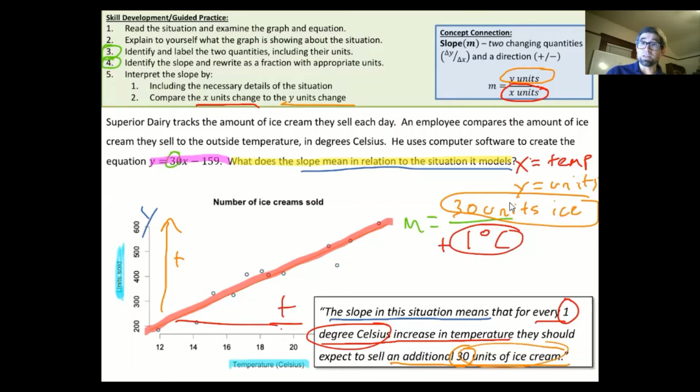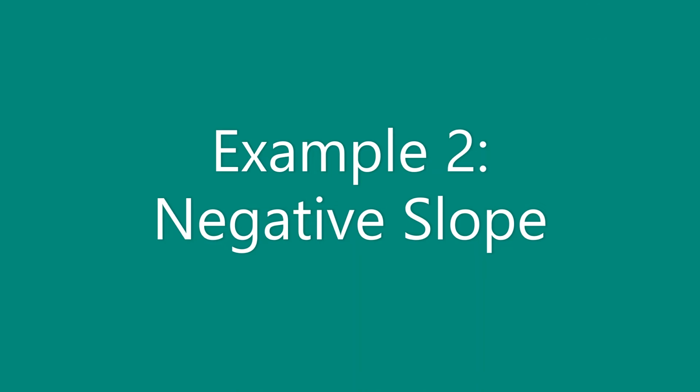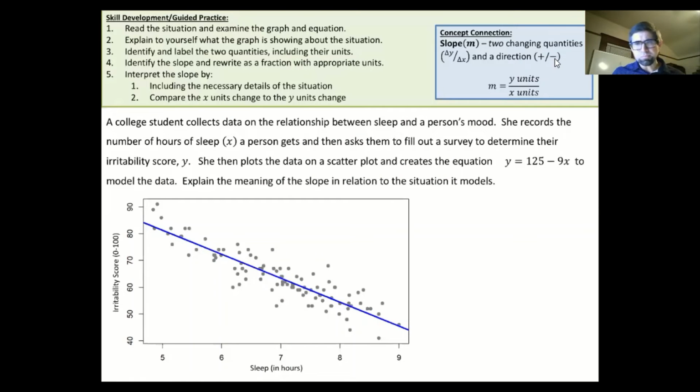Okay, we're going to do one more of these, and this time it's going to have a negative slope. Well, for this problem, we're going to go through the same process. I'm going to skip a few steps so I can slow down on some of the differences between this problem and the last one. So let's begin again by reading the situation and examining the graph and the equation. It begins: a college student collects data on the relationship between sleep and a person's mood. Okay, so we know we're talking about someone's sleep and a person's mood. It goes on to say, she records the number of hours of sleep, x.